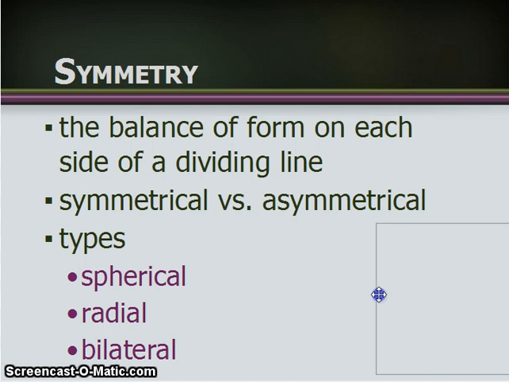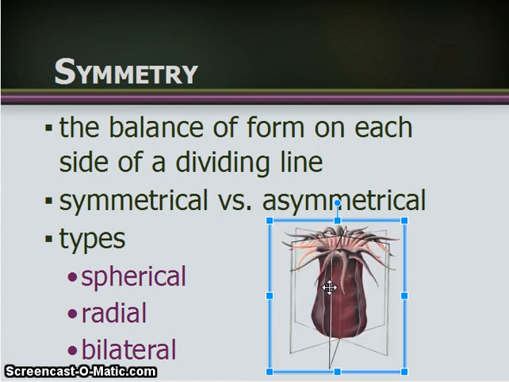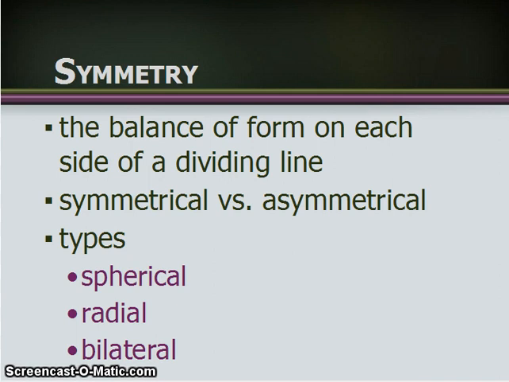Then we have radial symmetry. Radial symmetry means that you can slice this thing in many different angles. You can see here we have different slices going through our cnidarian, and as it does, it is exhibiting this radial symmetry. Basically it's kind of like a tube shape. It's not a sphere, but it's some type of tube shape. Okay. Now, if you try to cut this thing and you can't cut it in half any way at all with having two equal sides, it would be asymmetrical or not symmetrical.